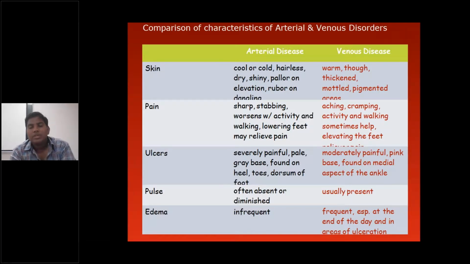As the involved system is arteries, the pulse is often diminished or absent in case of arterial disease, whereas in venous disease the involved system is venous, so the pulses are usually present. There will be 6 P's in case of arterial disease: pain out of proportion, poikilothermia, pulselessness and so on. Because of secondary pooling of blood and hemosiderin accumulation leading to pigmentation, there will be lipodermatosclerosis and edema of the skin in venous disease, whereas in arterial disease this is infrequent.